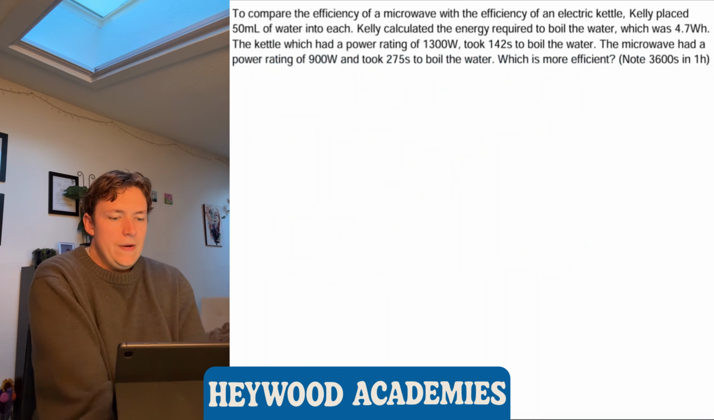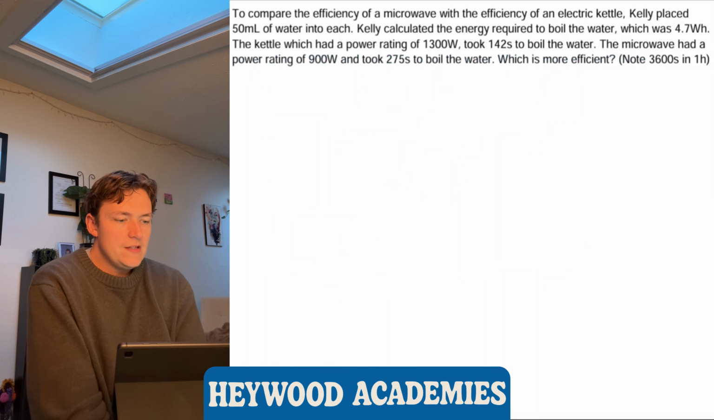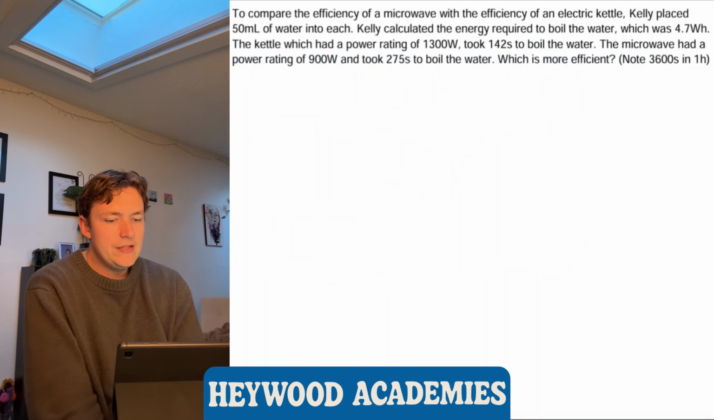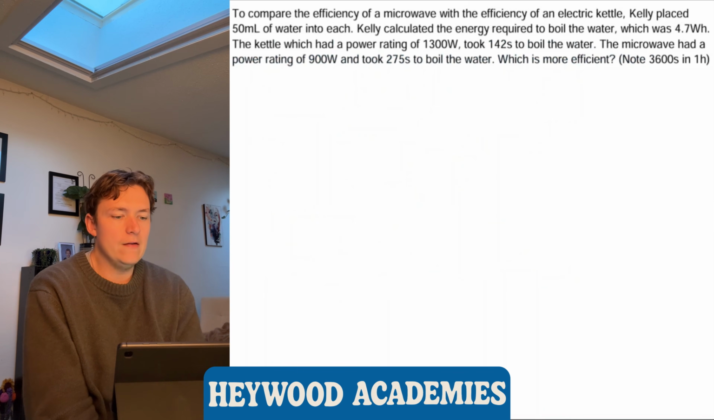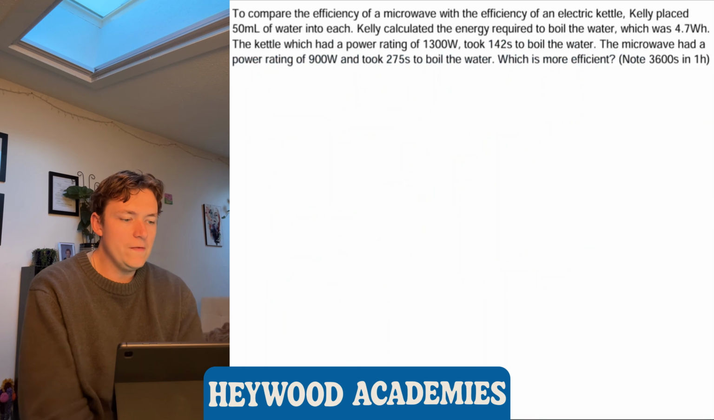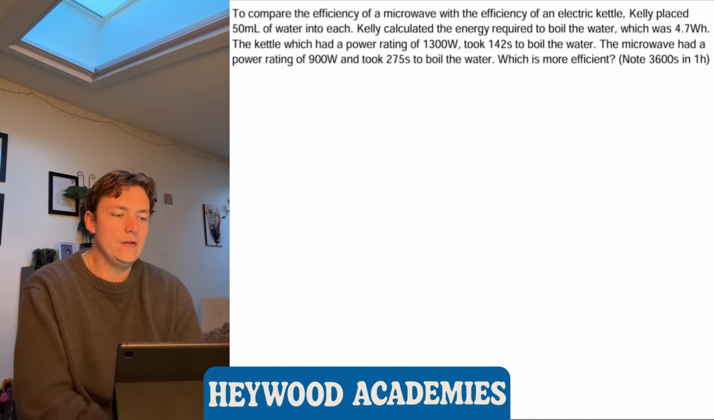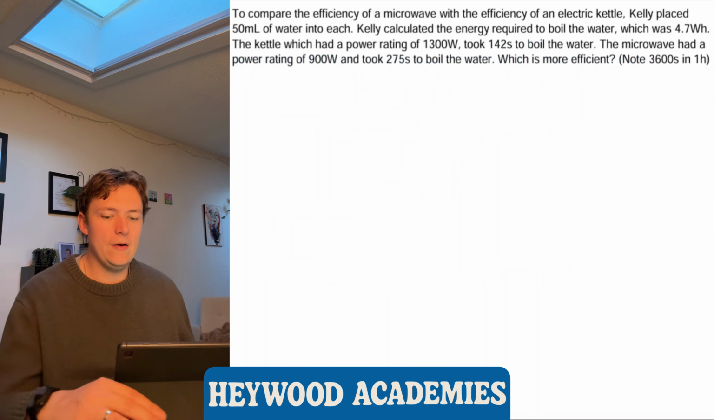Okay, another big one. To compare the efficiency of a microwave with the efficiency of an electric kettle, Kelly placed 50 milliliters of water into each. Kelly calculated the energy required to boil the water, which was 4.7 watt hours. The kettle, which had a power rating of 1300 watts, took 142 seconds to boil the water. The microwave had a power rating of 900 watts and took 275 seconds to boil the water. Which is more efficient? Note 3,600 seconds in 1 hour.